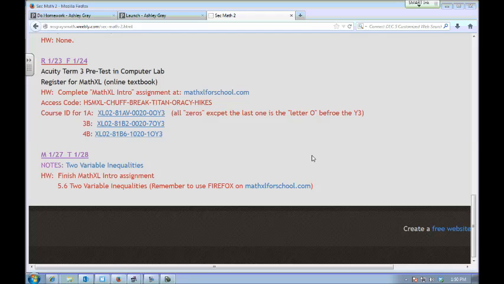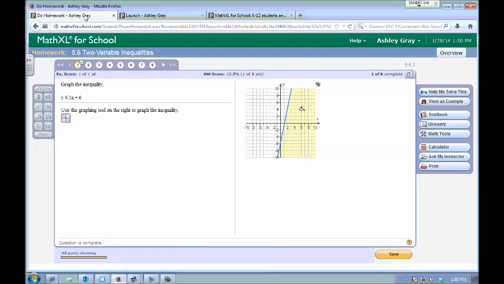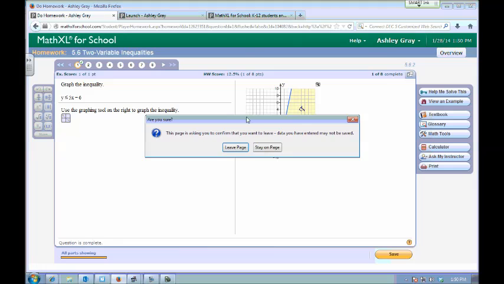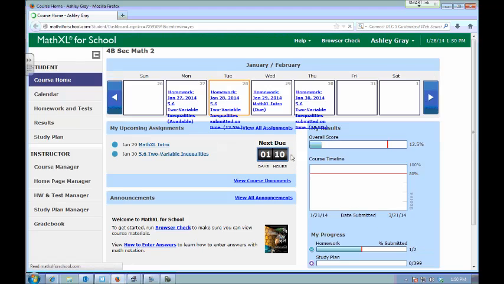Okay. On my website, if you forget the website, it's right here. MathXLforschool.com. MathXL, like extra large, forschool.com. If you click on it, it takes you to a green page for a login. That's the correct website. When you log in, it takes you to a page like this. You click on it. I kind of already logged in, so it's asking me to do stuff. And you come to your course home.